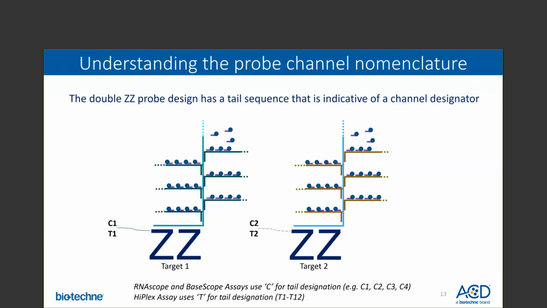Within the double Z probe design, we have a tail sequence that is indicative of a channel designator. C is used to designate the tail channel for our RNAscope and BaseScope assays. T is used to designate the tail channel for our high-plex assays. This helps ensure specificity by ensuring the correct amplification tree is built for the correct probe channel. For example, a C1 probe has a specific C1 tail sequence that will only allow for binding of the subsequent C1 preamplifier, amplifier, and labeled probe. Similarly, a C2 probe will have a separate and unique tail sequence.